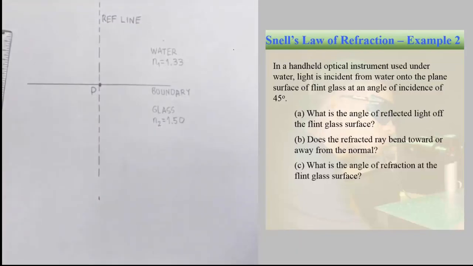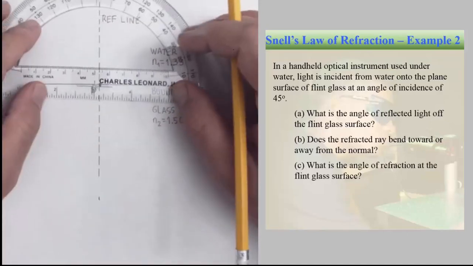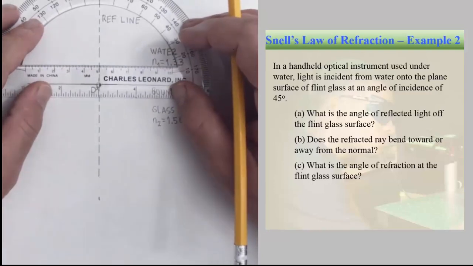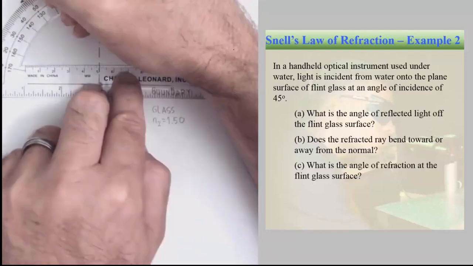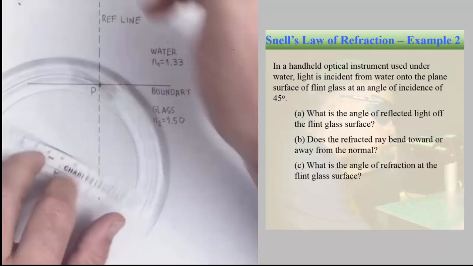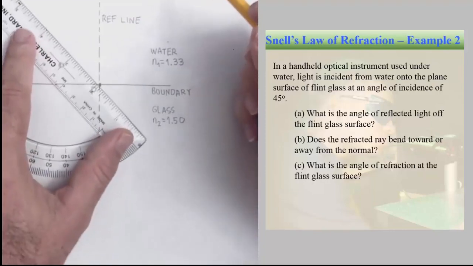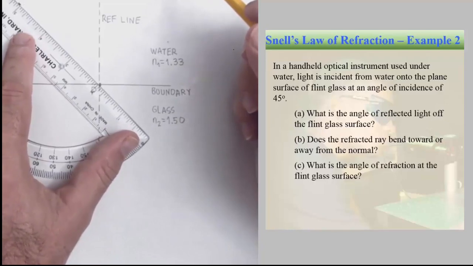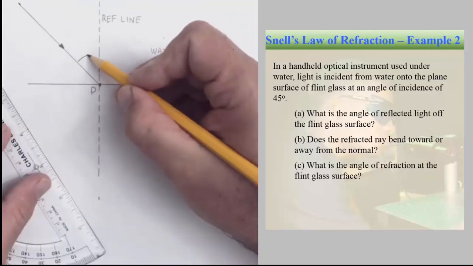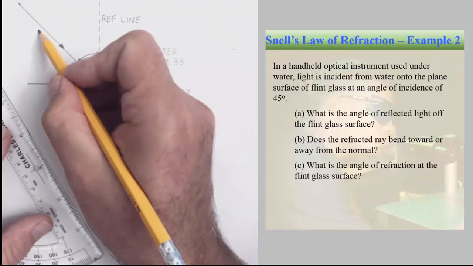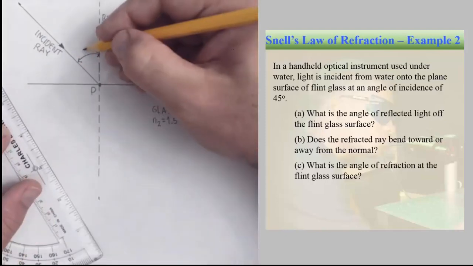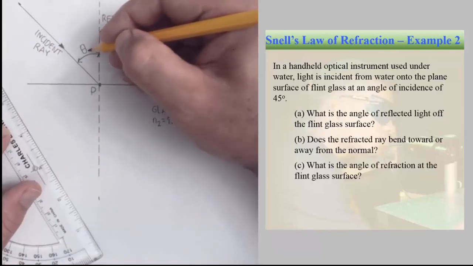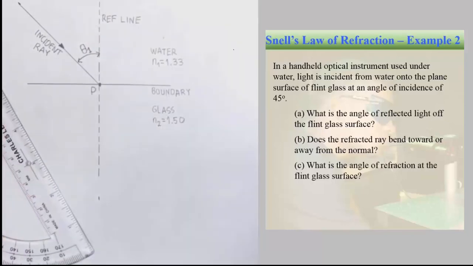And then also the problem indicates that the incident angle is equal to 45 degrees. So again, I'm going to use my protractor here to create a 45 degree angle that's going to represent the incident light ray. So here's my incident light ray. And this angle here is going to be angle theta 1. That's going to be our incident angle.